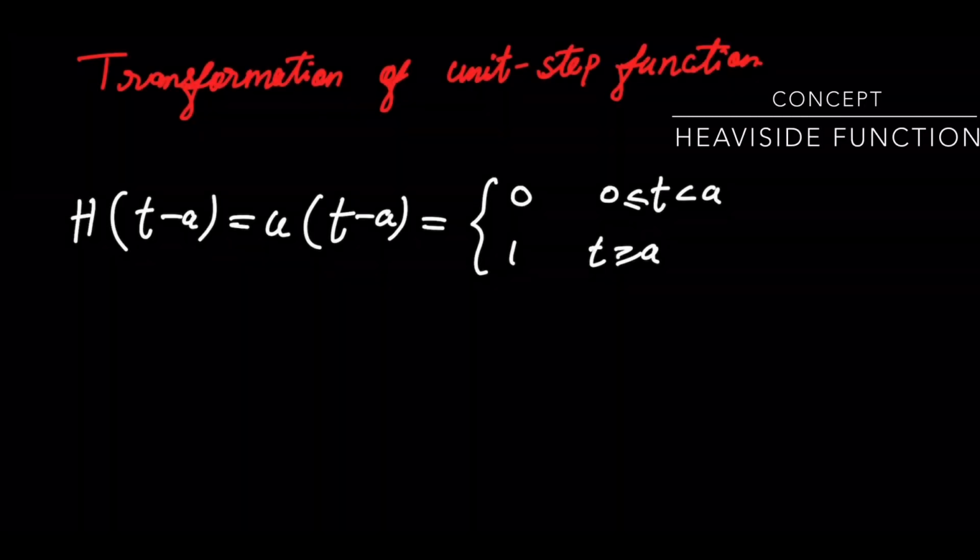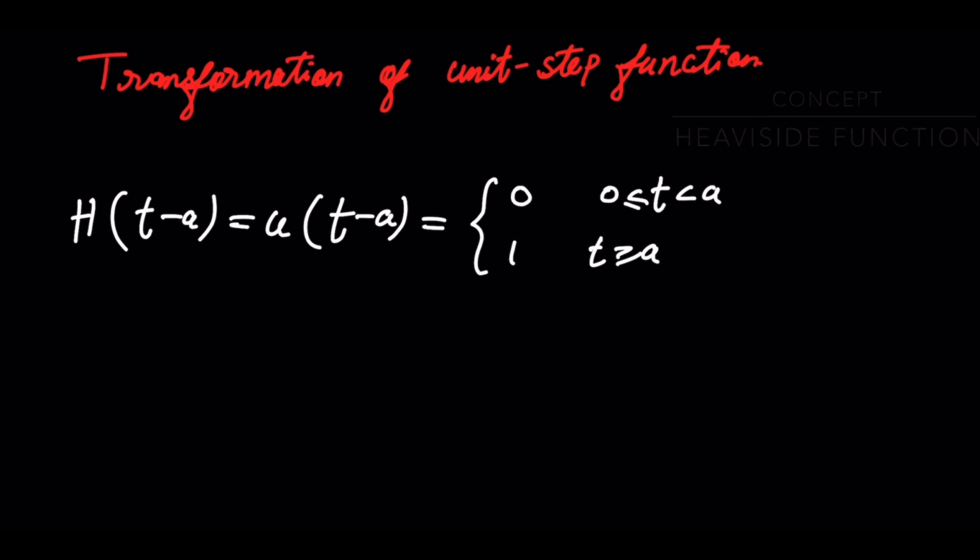Now, let's move on to the Heaviside function, also known as the unit step function. We usually write it as h of t minus a or u of t minus a. They mean the same thing. The function has a simple behavior. It is 0 for values of t less than a, and it is 1 for values of t greater than or equal to a.